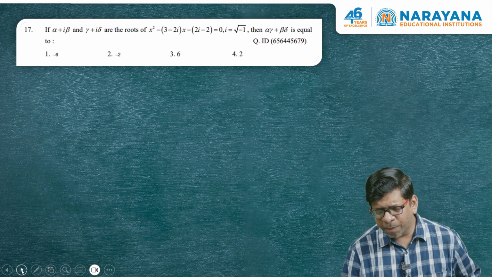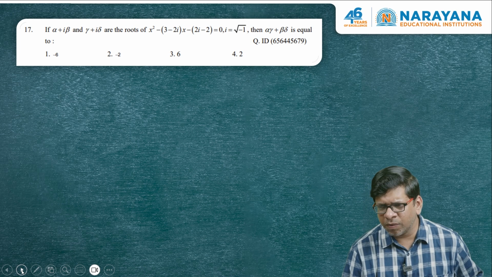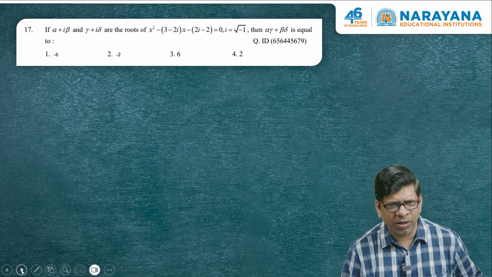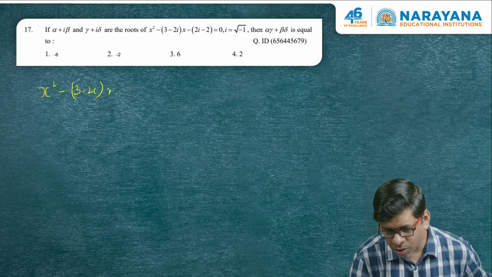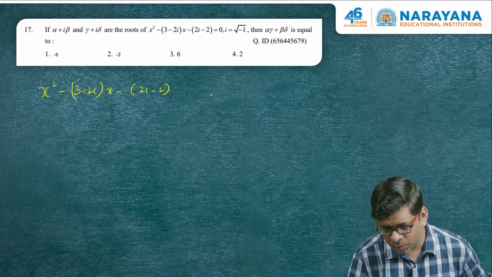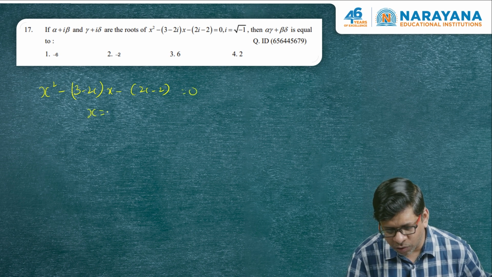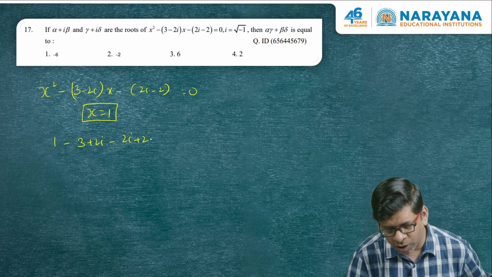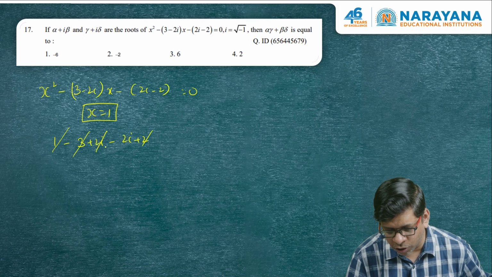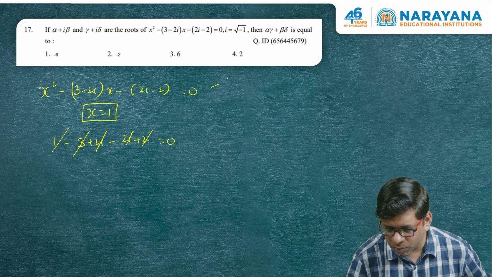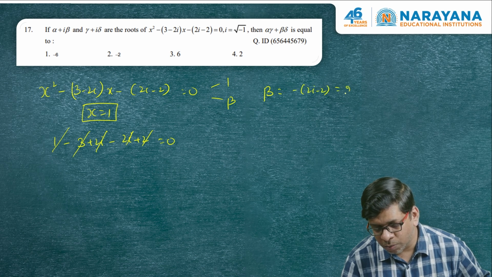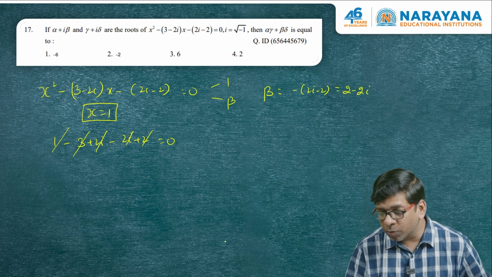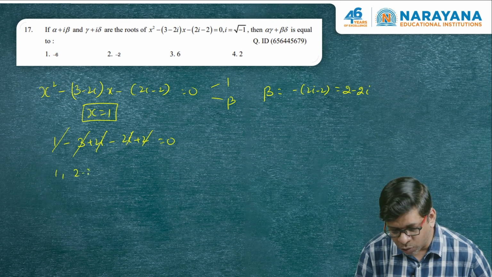Next question. Alpha plus iota beta and gamma plus iota delta are the roots of this equation. Definitely one of the easiest questions in this shift, because if you observe the equation carefully, x equal to 1 is satisfying this. Check: 1 minus 3 plus 2 iota minus 2 iota plus 2. See, these two get cancelled and this also gets cancelled. So 1 is one of the roots. If the second root is beta, what is the product of the roots? Minus of 2 iota minus 2 means 2 minus 2 iota. So you got both the roots. So roots are 1 and 2 minus 2 iota.